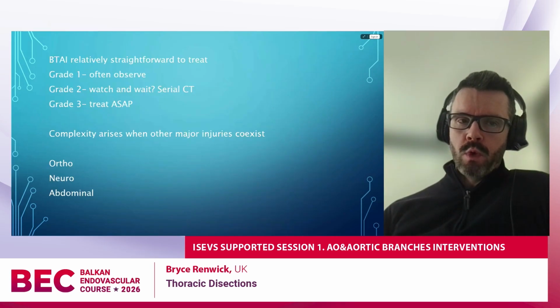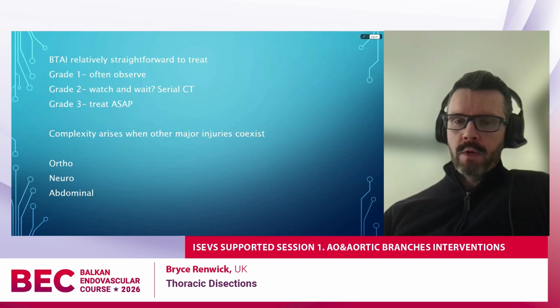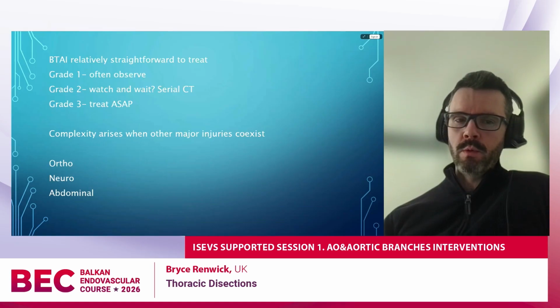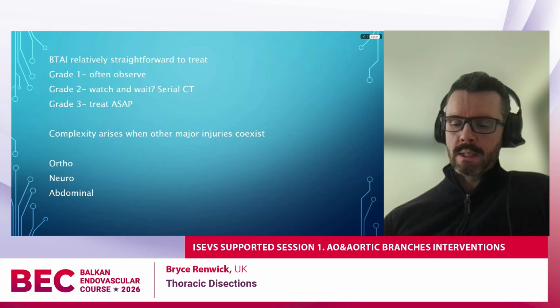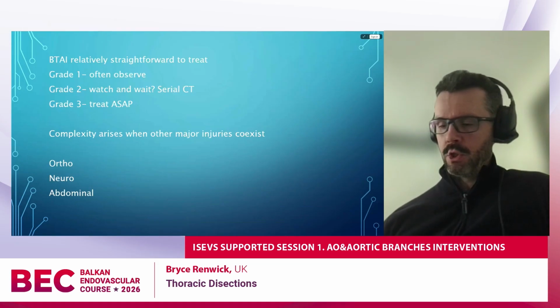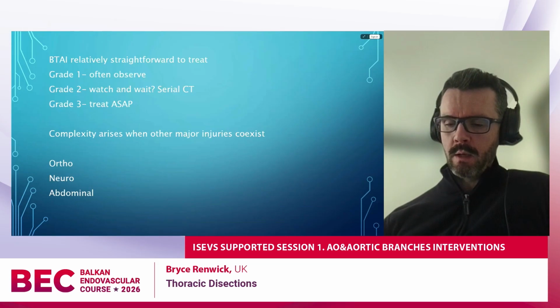As you know, grade 1 injuries we often observe with observation and serial CT scans. Number 2, we might watch and wait or possibly fix them the next morning. But grade 3 with a false aneurysm needs treatment as soon as possible. And this is pretty straightforward, but complexity arises when other major injuries coexist. And I will talk you through a couple of cases that we've had that made the treatment of the thoracic injury more complicated than you would like.